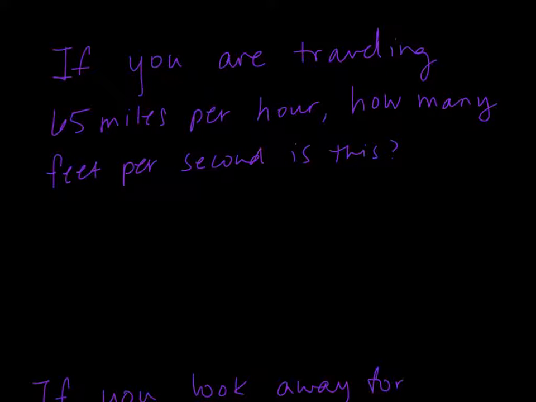Okay, so if you're traveling 65 miles per hour, how many feet per second is this? So if we rewrite 65 miles per hour in a different way, we could write it 65 miles for every single hour that we're driving or traveling. So we want it to say instead feet per second. So we want miles to become feet and we want hours to become seconds. So we need to come up with a plan to get that done.